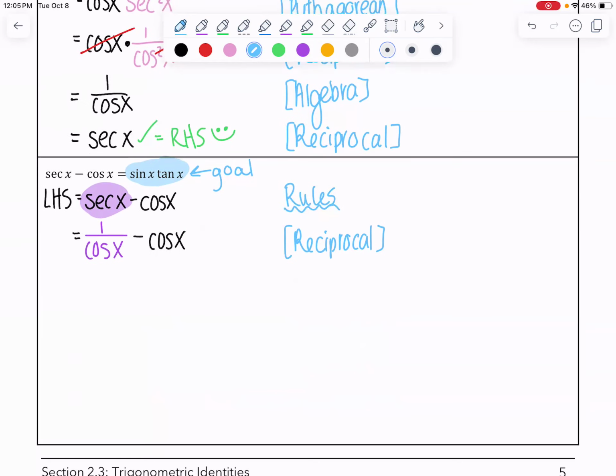And then I'm looking at this and I think, well, there's just one term over here, so maybe there's some combining of fractions that I can do to make this one fraction. And I could do that if I had a common denominator. So what I'm going to do with the 1 over cosine x is leave it alone. And then for cosine x, I'm going to multiply by cosine x over cosine x so that it gets a denominator of cosine x.